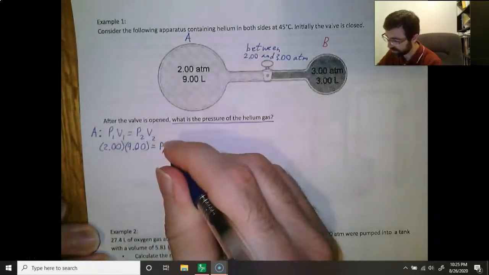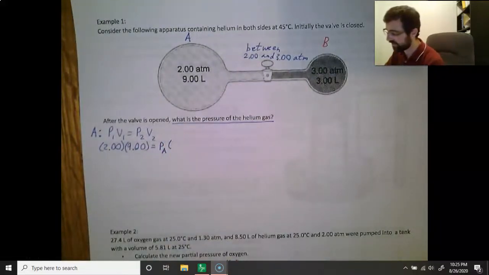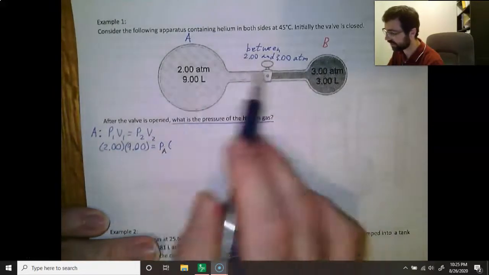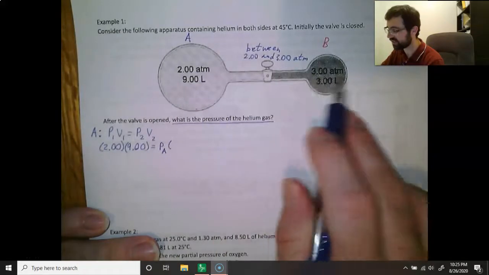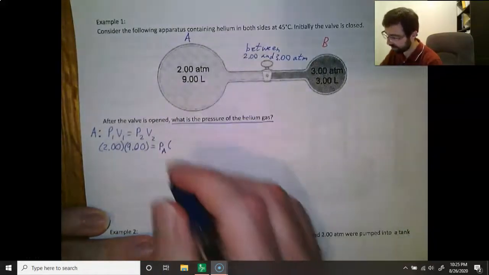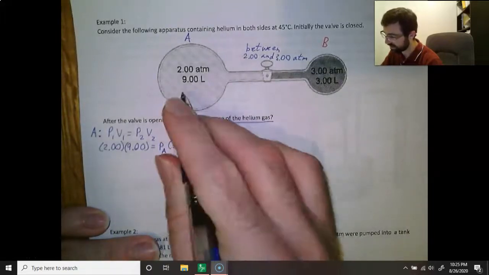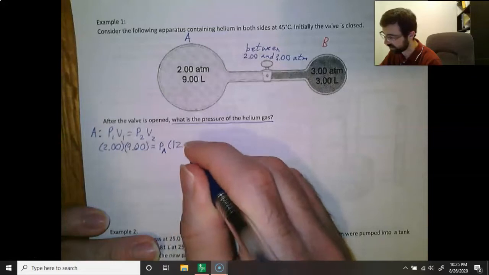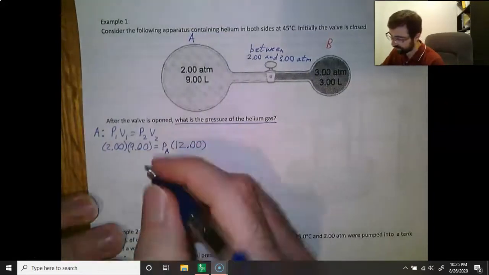And I'm multiplying it by the new volume. Now, what's the new volume going to be? I've got to add these two together, because remember, the gas is going to flow in such a way that it's filling up both of those containers when the valve opens. So 9 plus 3 gives me 12, and I need to have 2 decimals, 12.00. Okay, now I want to solve for this.